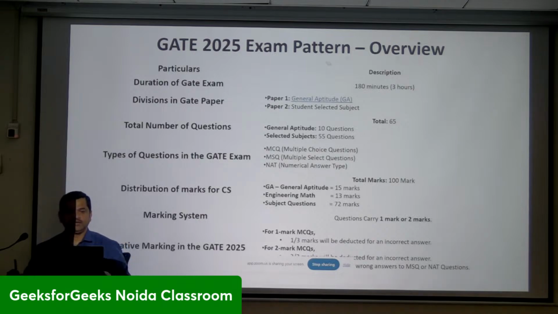Here you can see that the duration of the GATE exam is given as 180 minutes, so you will have a 3-hour timeline to complete this paper. And if you look at the number of questions, there are only 65. If you correlate the time and the number of questions, you can see that we have a decent amount of time to complete this paper.